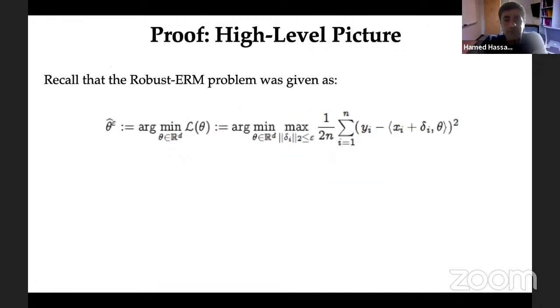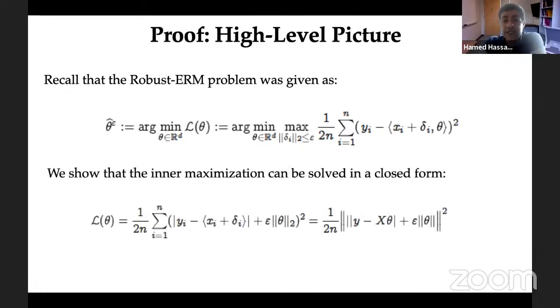All right, so let me just say the high-level picture of the proof. I don't want to spend a lot of time on this. The good thing about regression is that the inner max can be solved analytically. There is some derivation here that I'm skipping. This means that you can always find in closed form the worst-case point within the L2 ball or any type of Lp ball.